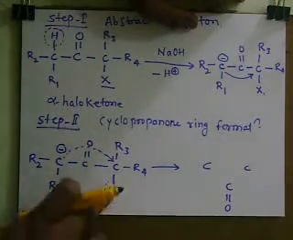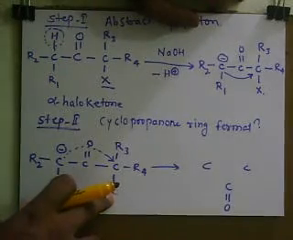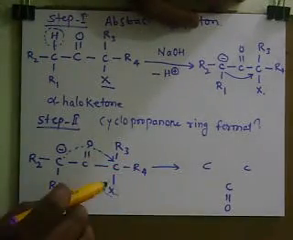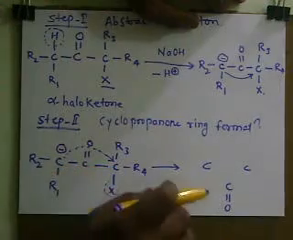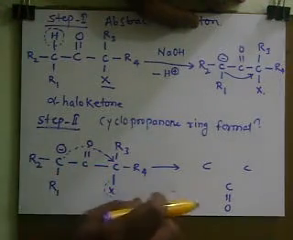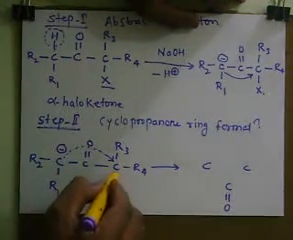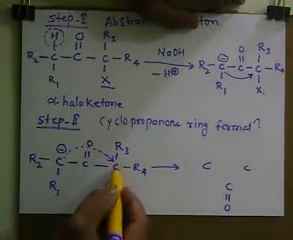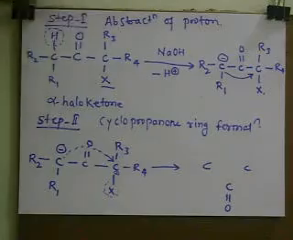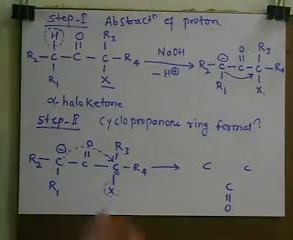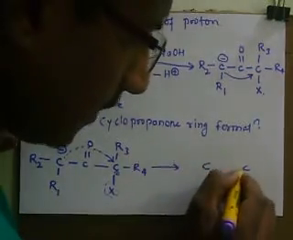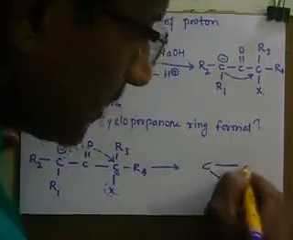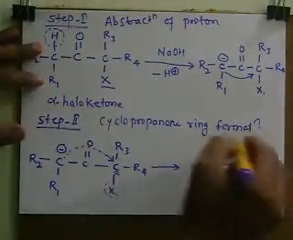And ultimately, while leaving, the halogen, as it is more electronegative than carbon, will take the electron with itself, and that gives a positive charge on this carbon. So this is a negative charge on carbon, and this will give a positive charge on carbon, so they can easily form a new bond between themselves. So this is how cyclopropanone ring formation will take place.